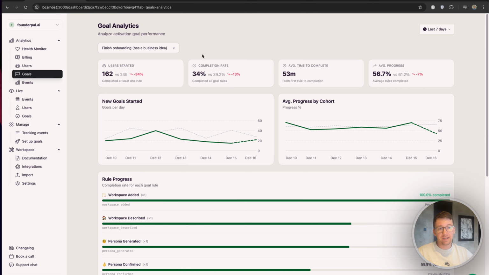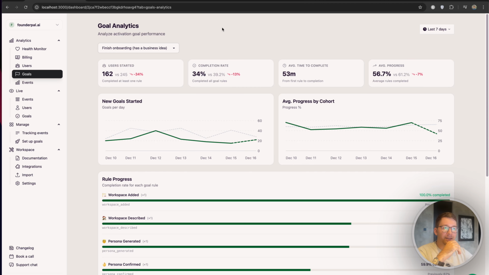So the first one is goals. Basically, goals is something that I hope I can make work in FounderPal, in Activation Pal. And here's an example of FounderPal. I had a free demo, and I'm very interested in users finishing this free demo, because if they don't finish it, they are not activated, they will not see pricing, and they will not buy. And the more people finish the onboarding, the more money I will get.